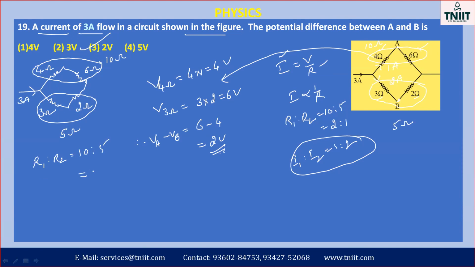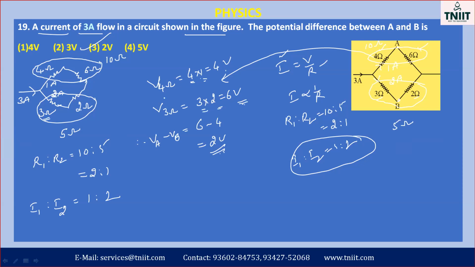If resistance is 10 is to 5, or 2 is to 1, can you tell what the current ratio will be? Current and resistance are inversely proportional, so the ratio should be 1 is to 2. So this 3 ampere has to divide as 1 ampere and 2 ampere. Then what is the potential across 4 ohm? I into R, so 4 into 1, 4 volt. Similarly, the potential across 3 ohm is 3 into 2, that is 6 volt.